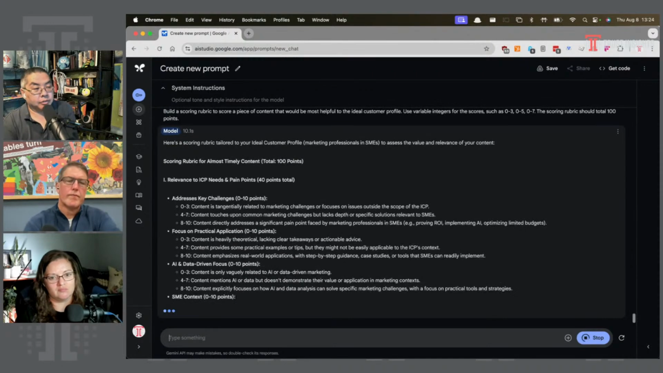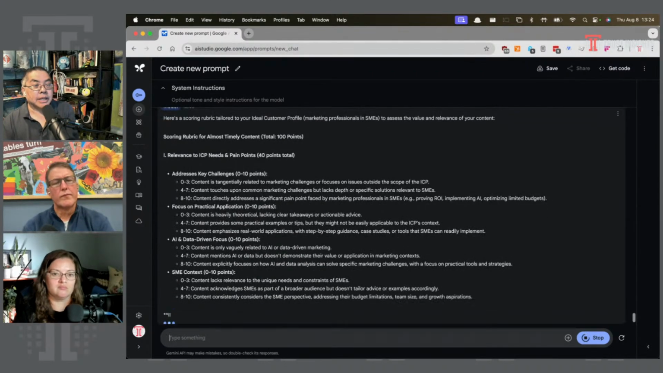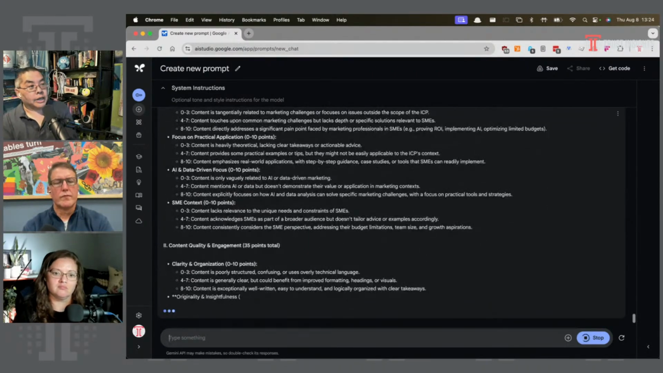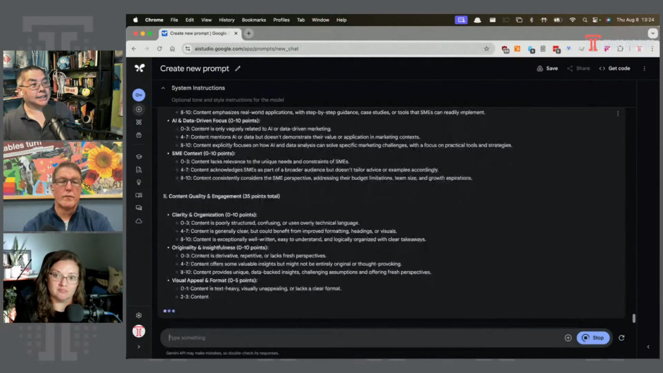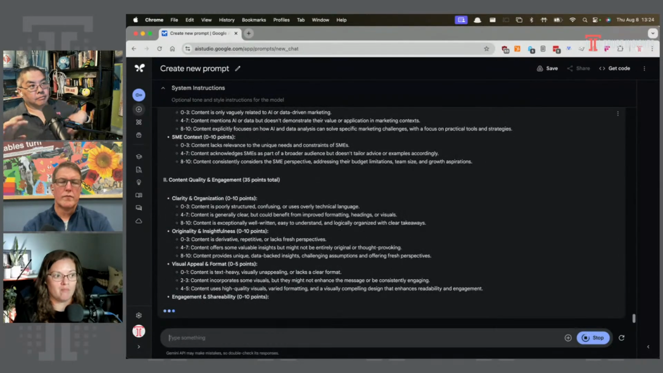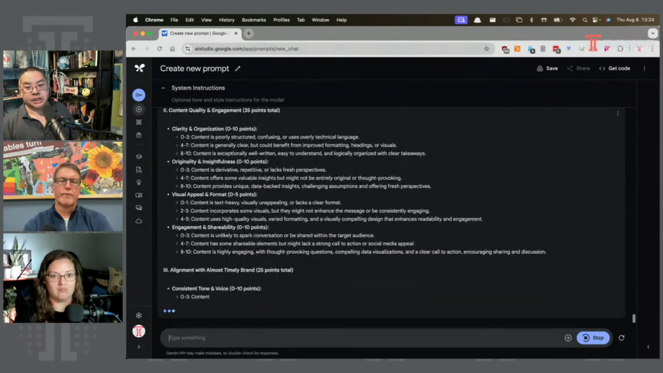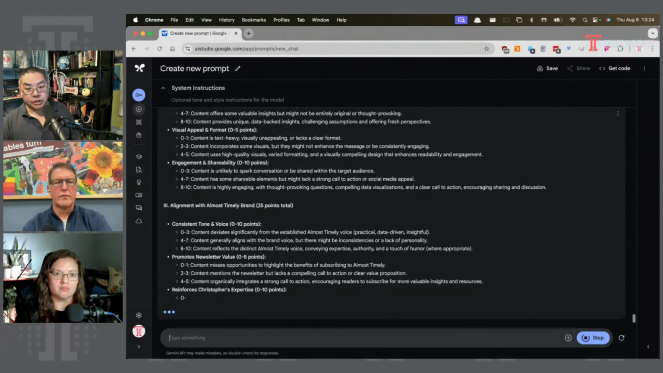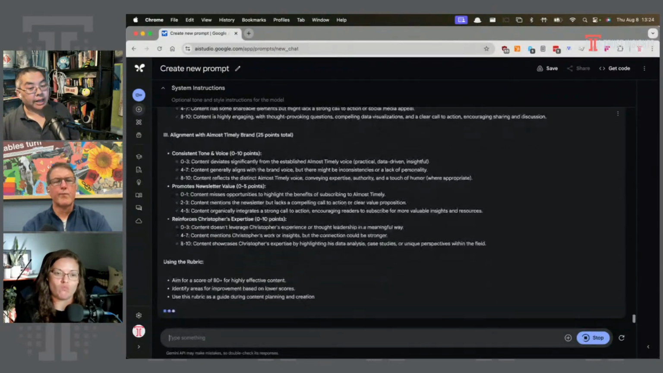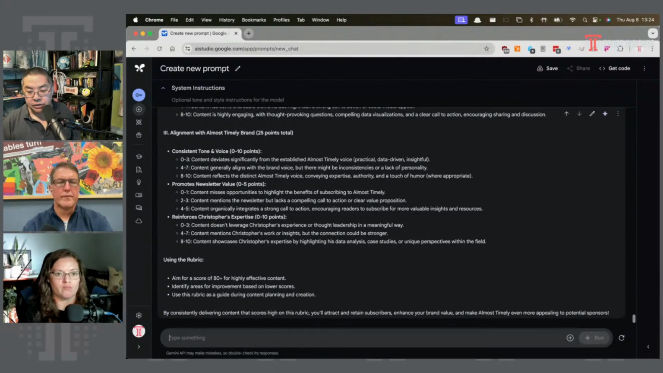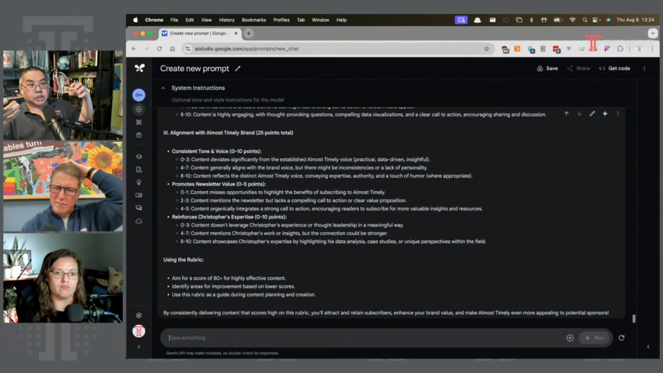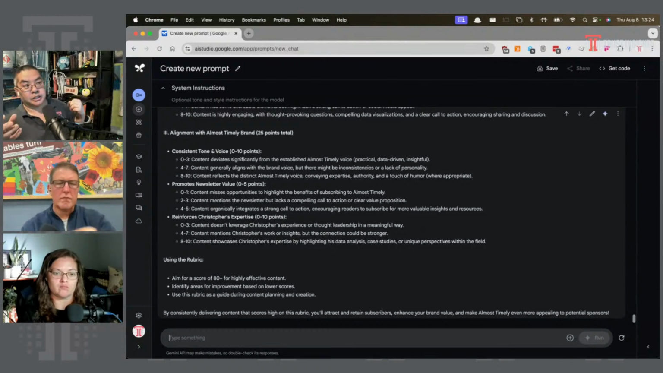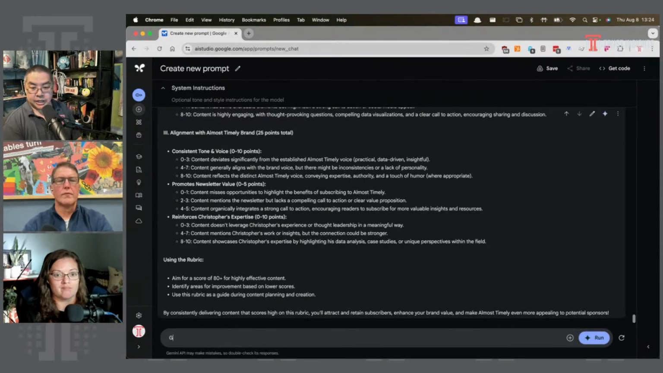So if I give this language model any piece of content, I want it to score it against my ideal customer profile, not in general, but my specific audience. So it's going to identify what those things are and build the scoring rubric. And so it's done. So it has the rubric now. So now let's take this rubric, which is derived from the ideal customer profile, and put it to use. I'm going to say, great, score this piece of content.